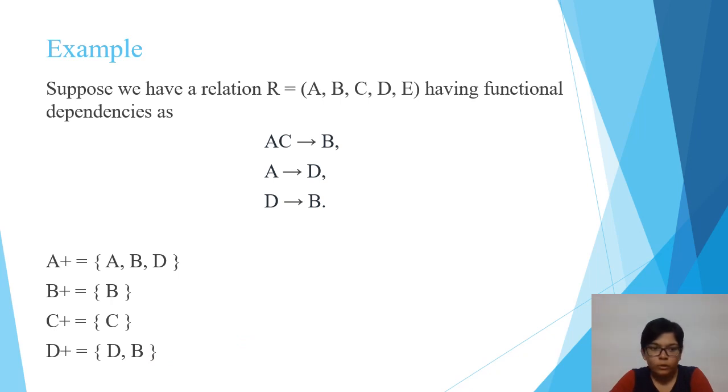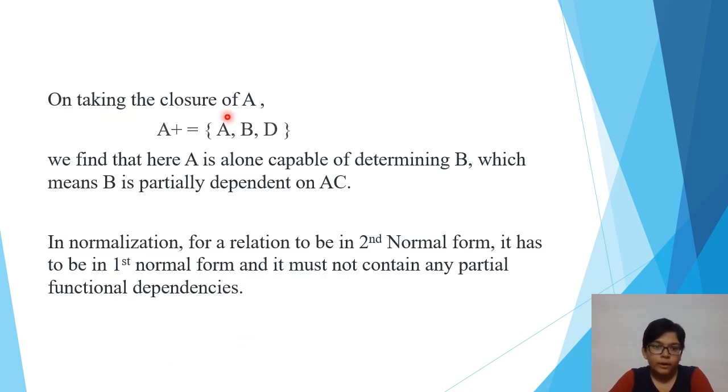So here we go, when we take the closure of A, we get that A can determine A, B and D. So we find that here A is alone capable of determining B. See here in the closure of A, we can see that it is capable of determining B. So A alone is capable of determining B without the help of any other attribute, which means B is partially dependent on AC.